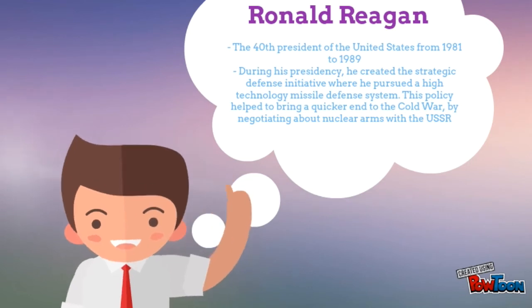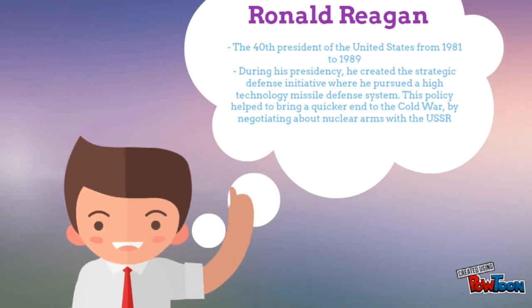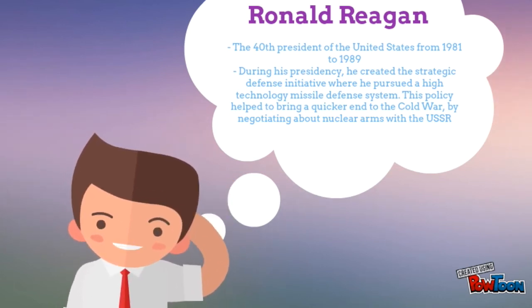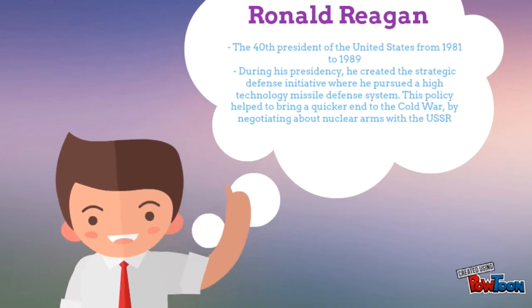Another important president was Ronald Reagan. He was the 40th President of the United States from 1981 to 1989. During his presidency, he created the Strategic Defense Initiative, where he pursued a high-technology missile defense system. This policy helped bring a quicker end to the Cold War by negotiating about nuclear arms with the USSR.